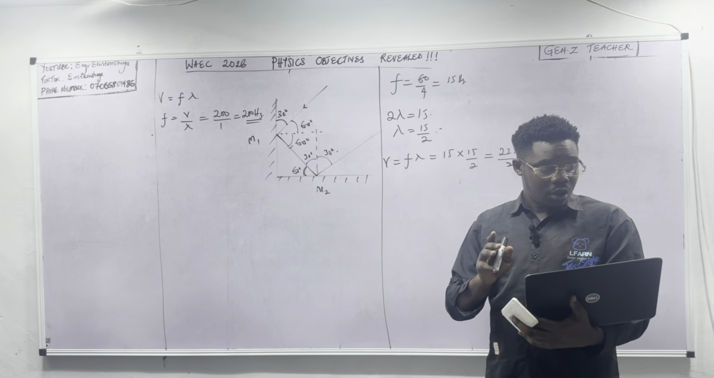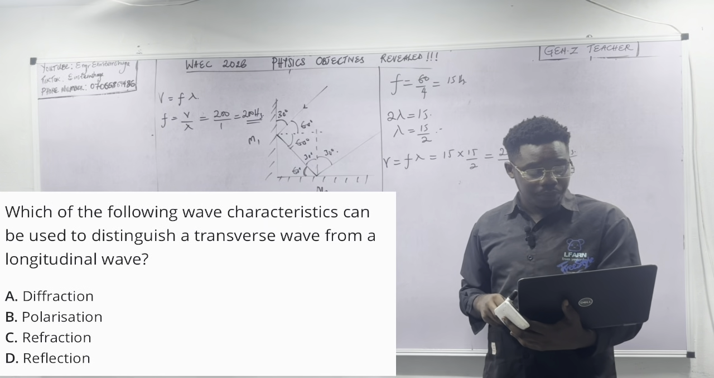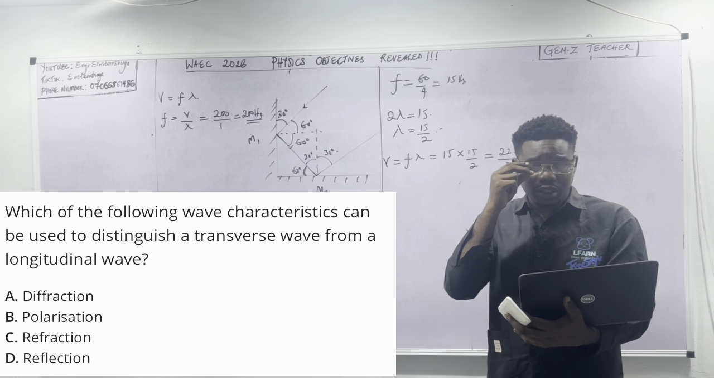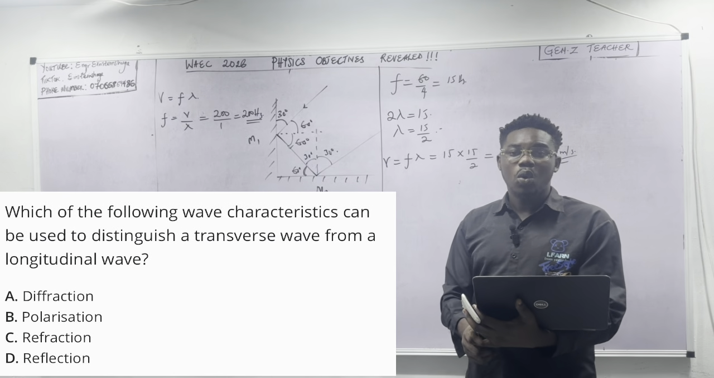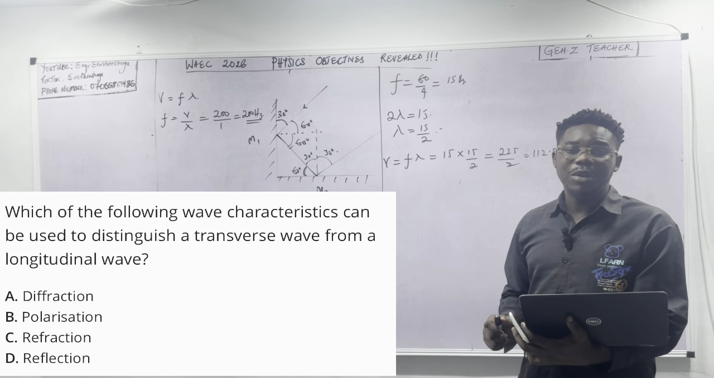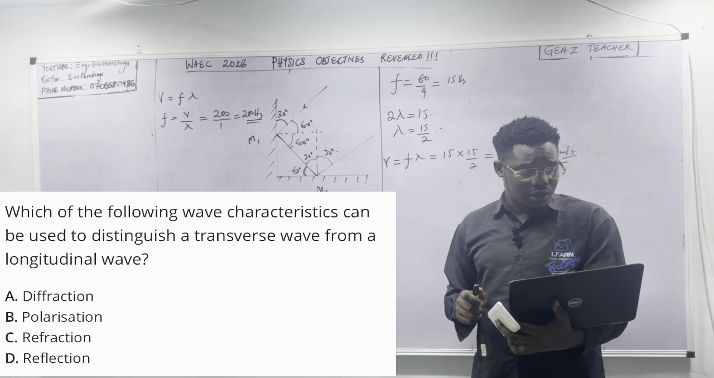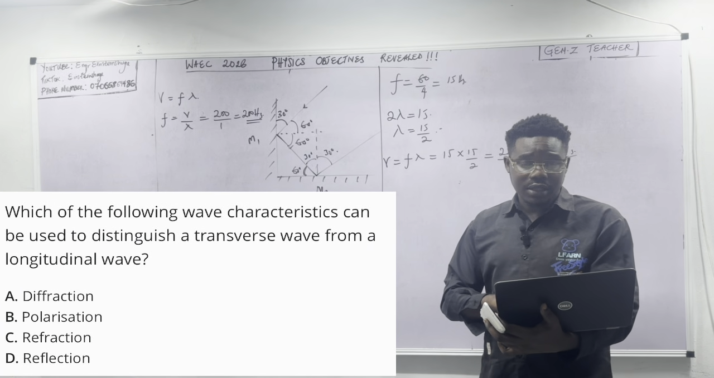Number 30 says, which of the following wave characteristics can be used to distinguish a transverse wave from a longitudinal wave? Now remember, only transverse waves can be polarized. So the answer to that question should be option B, polarization.